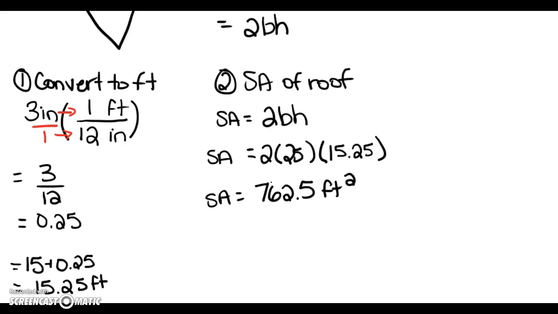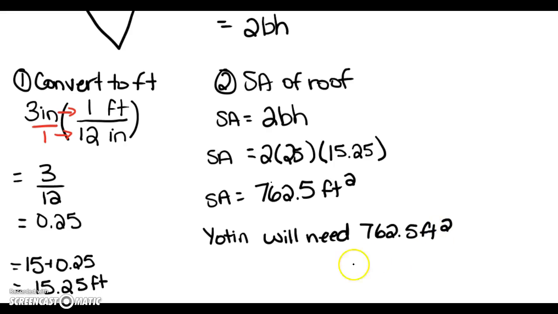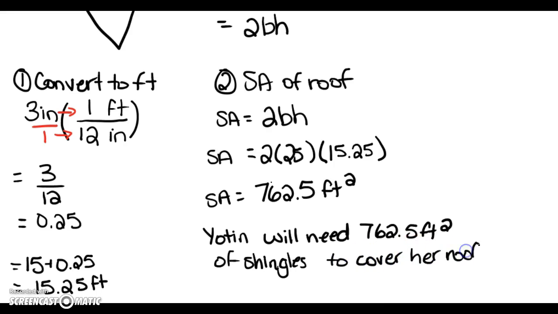Now that we've done all our calculations, don't forget that this was a word problem, so we need to answer this with a sentence. So we could say that Jotun will need 762.5 feet squared of shingles to cover the roof. Once you have that all written down, then you have fully completed this question.